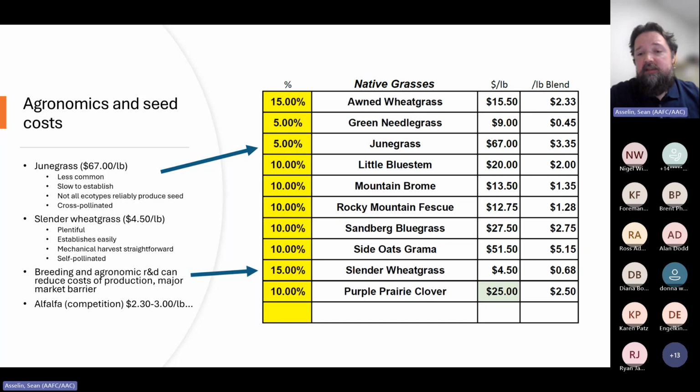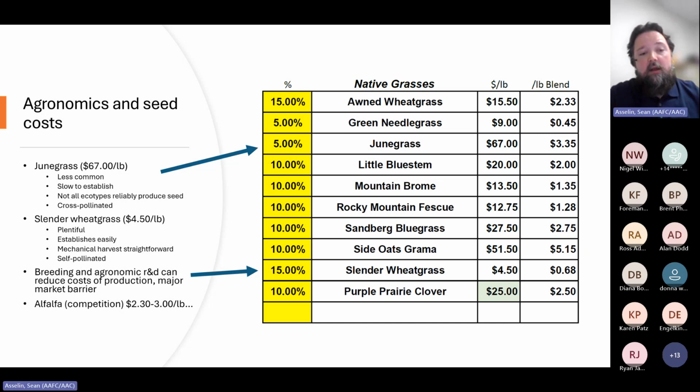Some of the reasons why slender wheatgrass is easier to produce: it's fairly widely adapted to Western Canada. It is easy to establish and has relatively good vigor in the early growth period, so it helps compete against weeds. Less inputs are needed to produce it. The mechanical harvest is fairly straightforward. You can combine it using traditional equipment. With a lot of our native species, the price tends to go up if you have to use specialized equipment or require specialized training to produce the seed. So these are all things that play into it. Slender wheatgrass is also self-pollinated, so an individual plant doesn't need a neighboring plant to receive pollen and to set seed.